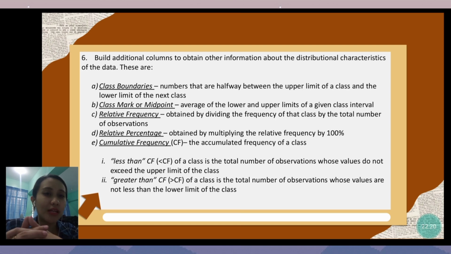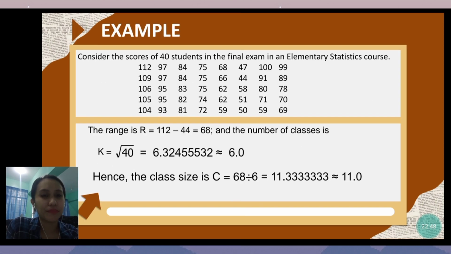Nevertheless, number 6 is to build additional columns to obtain other information about the distributional characteristics of the data. These are the class boundary, class mark or midpoint, relative frequency, relative percentage, and cumulative frequency. For cumulative frequency, there is the less than CF and the greater than CF. So we have an example here.